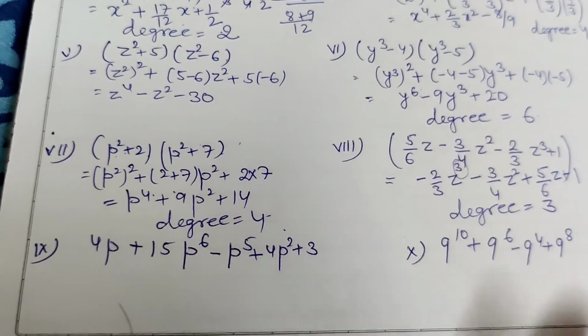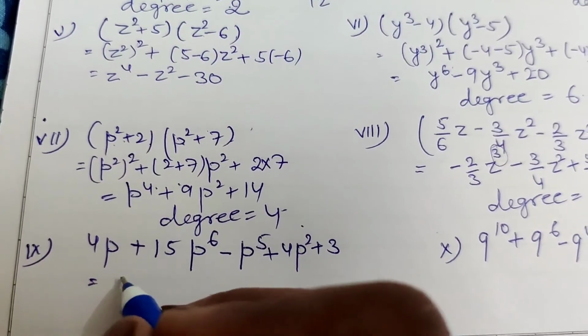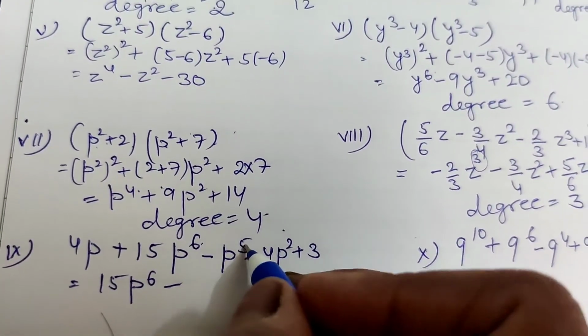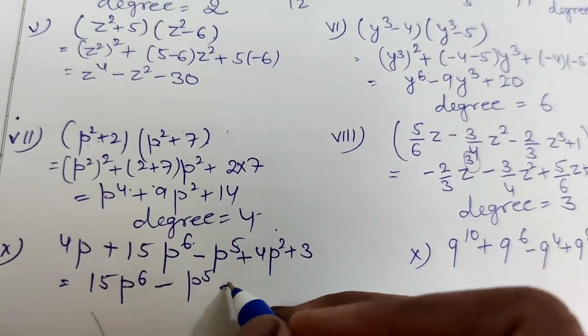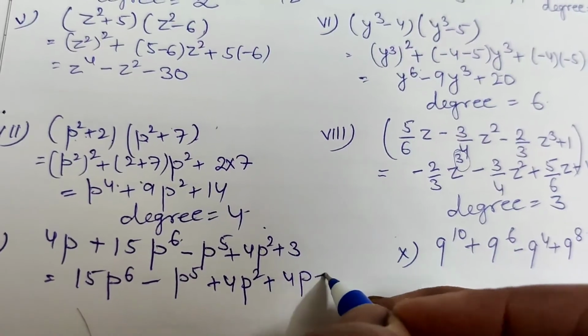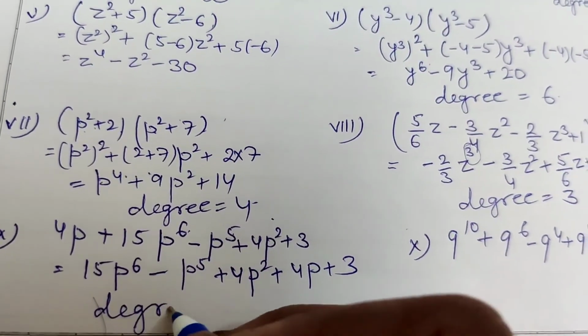Next, 9 and 10. Just arrange in the standard form. The first is 15p raised to power 6. Highest power is this. Now 5 plus 4p square plus 4p plus 3. The highest power of the variable is 6.